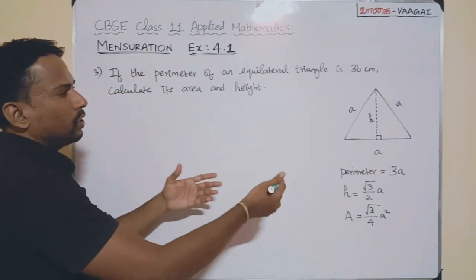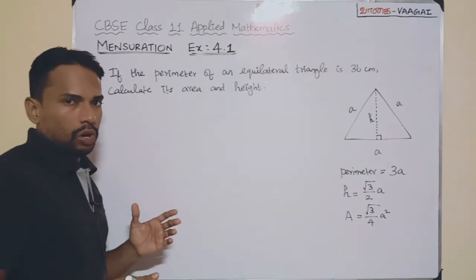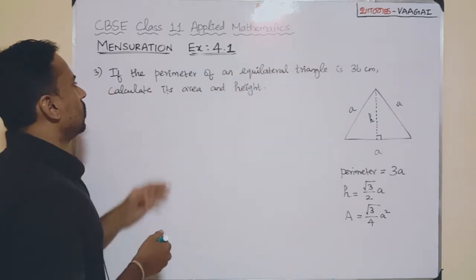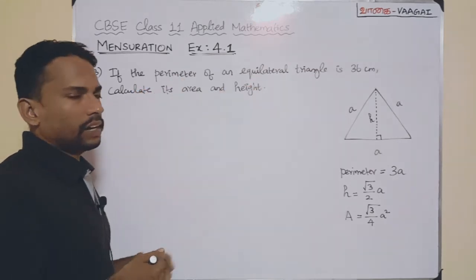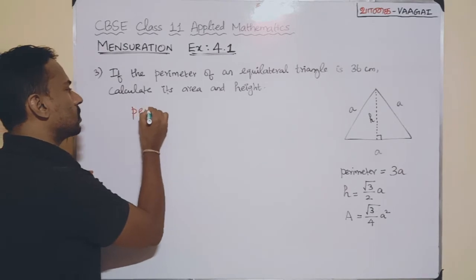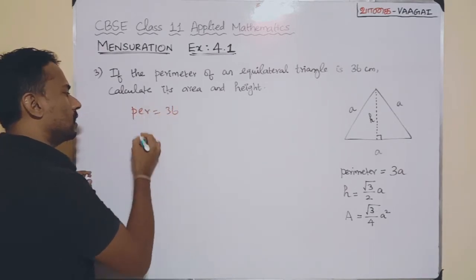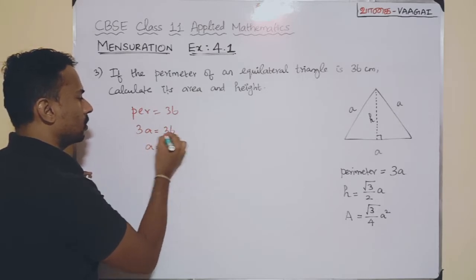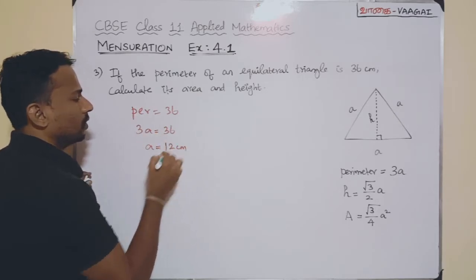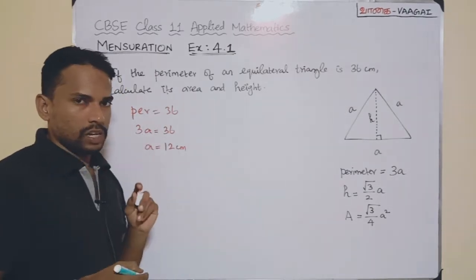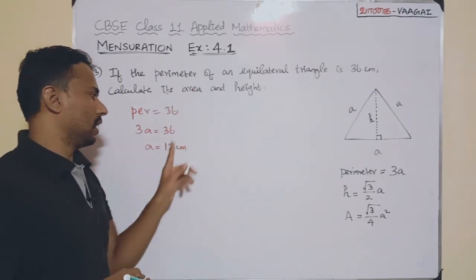Now we are going to use these formulas to solve this problem. Let's check this question. Here the perimeter of an equilateral triangle is given to be 36. So perimeter is 36 in the sense we can clearly understand that 3a is equal to 36, which means a is equal to 36 by 3, that is 12 centimeter. Because it is given in centimeters, the side will also be in centimeters. So the side of this equilateral triangle is 12 centimeter.